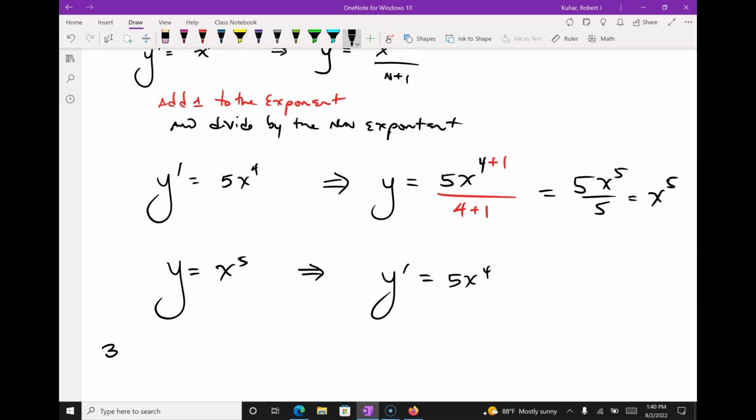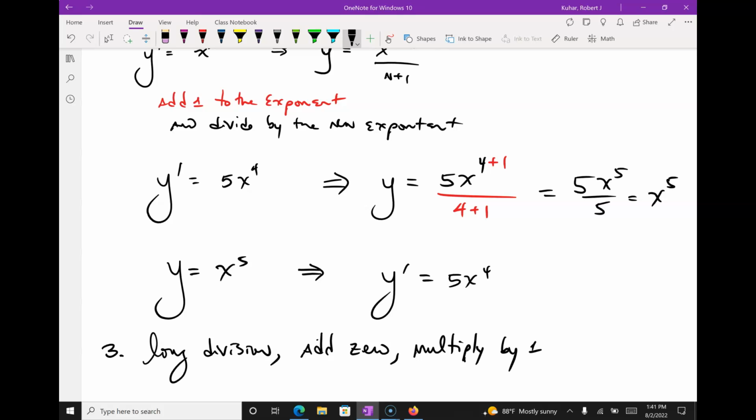Step 3 is tricky. Okay, but this is basically the last step, and that would be long division, add 0, or multiply by 1. Long division, add 0, multiply by 1, divide and conquer.